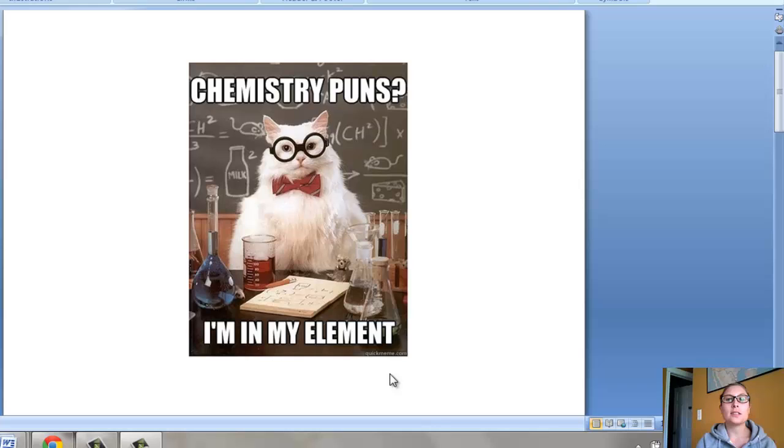Okay, so before we get started with the check for understanding on formal charge, I completely forgot about Chemistry Cat, and I'm sure you have been missing it. So here's another Chemistry Cat joke. It's pretty good. You can pause if you want to appreciate it more.